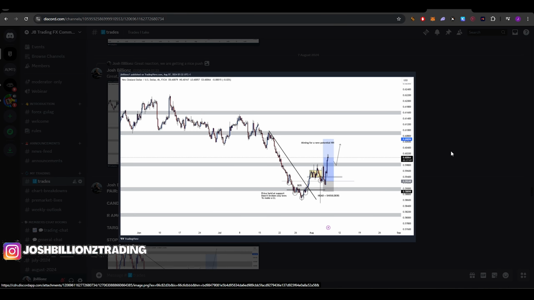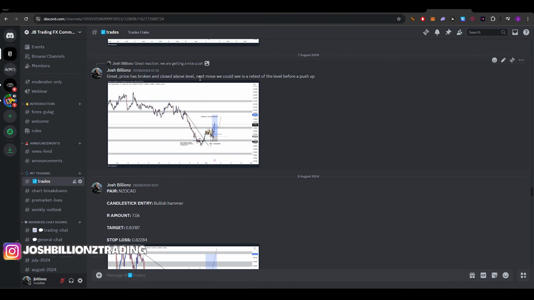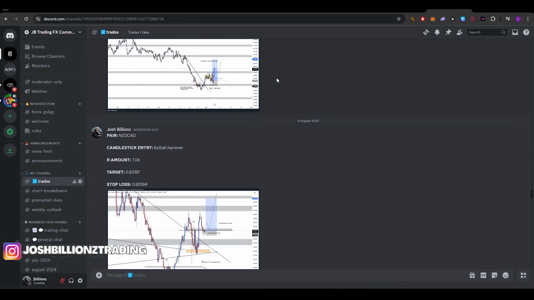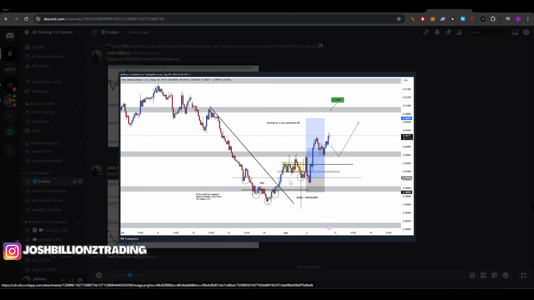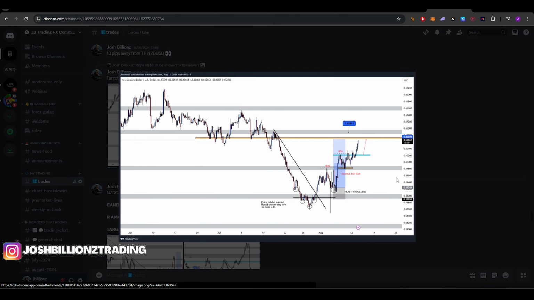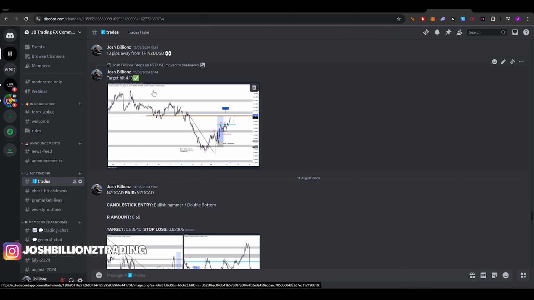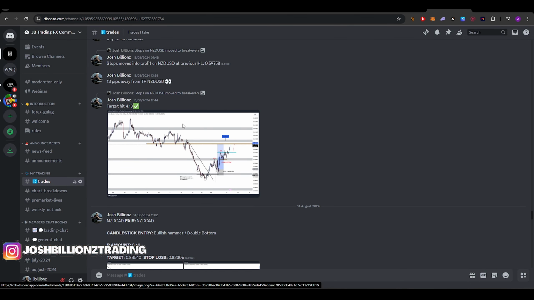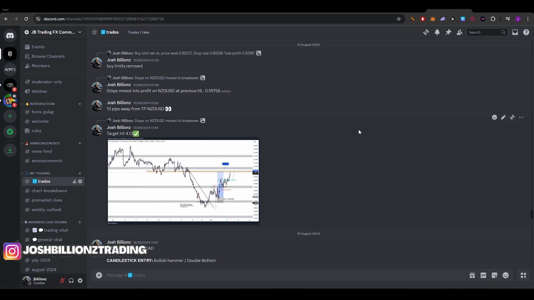Great reaction. Price closed above the level. Next move we could see is a retest of the level before a push up. Then I show when price moved to break even, my stops. And finally you can see, boom, TP was hit and I was out. So yeah, great trades. Obviously you see the before and after. You saw in my Discord just how I managed the trade.